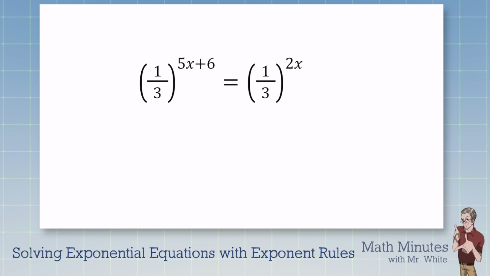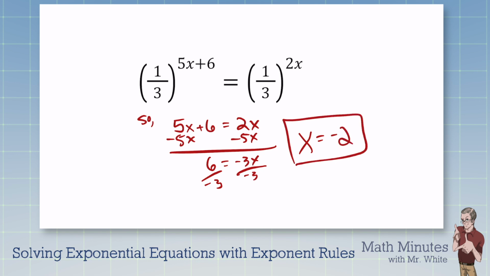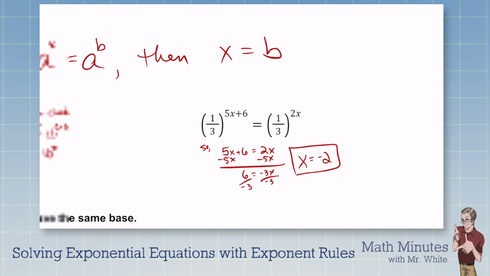Okay, now here the bases are some really scary fractions, right? No big deal. Since the bases are the same, you just set the exponents. I'm going to put the word so there just to drive it home for your notes. So then we know that 5x plus 6 has to equal 2x. Now if I subtract 5x from both sides, I get 6 is equal to negative 3x. I divide by negative 3, and my answer is x equals negative 2. x equals negative 2 is the solution to this exponential equation.